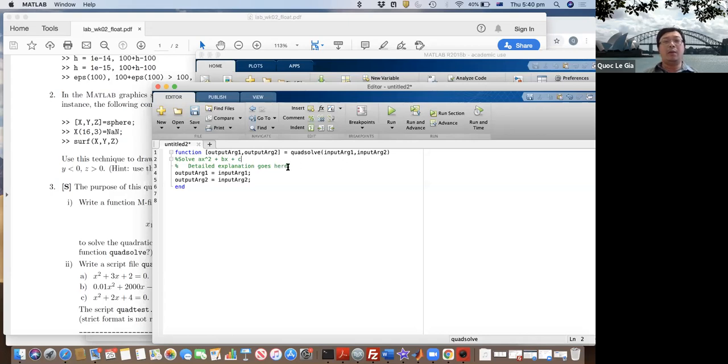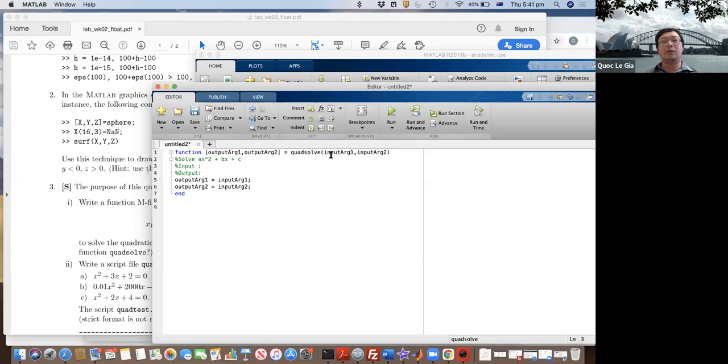Okay, so now what is the input and what is the output for this function? I try to solve ax squared plus bx plus c. So what is my input and what is the output?